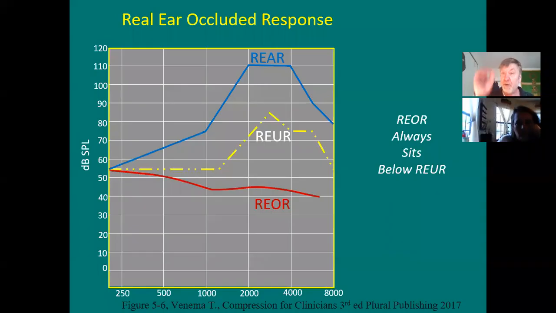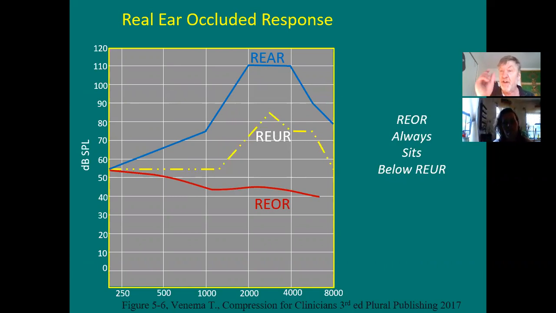If your vent was working really well, if it was open, then your real ear occluded response would look a lot like your real ear unaided response, because you had a big hole in your hearing aid, and whether the hearing aid was in place or not, the sound in your ear canal would look almost the same. So the bigger the vent, the more your real ear OR would look like your real ear unaided response.